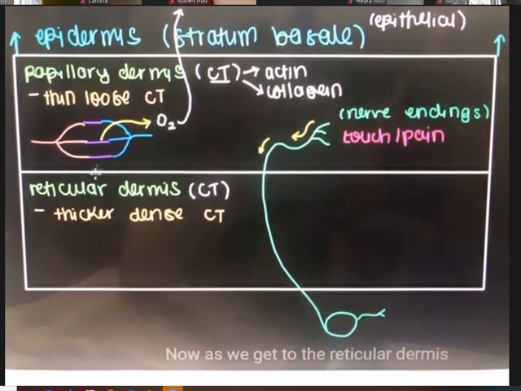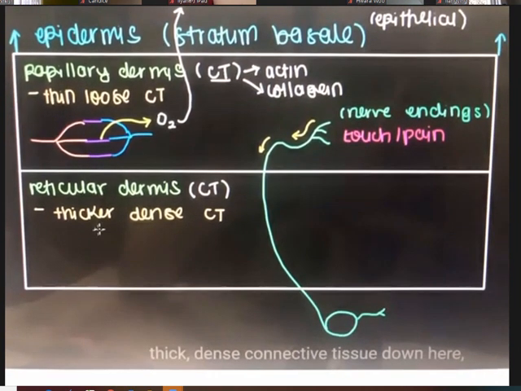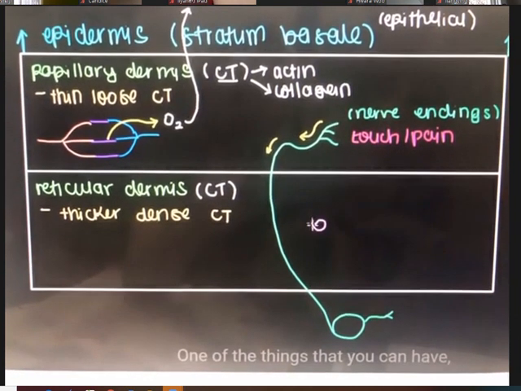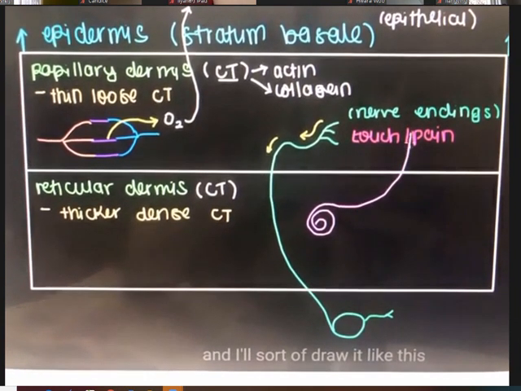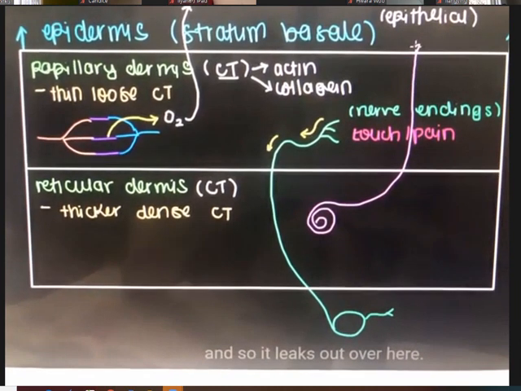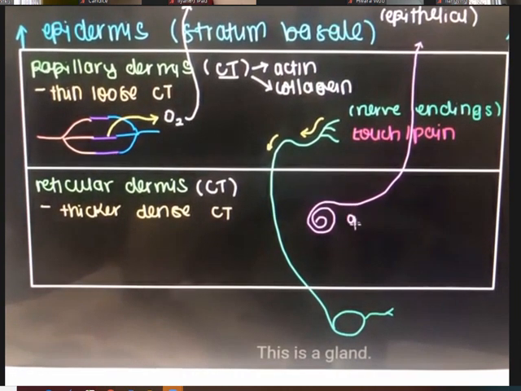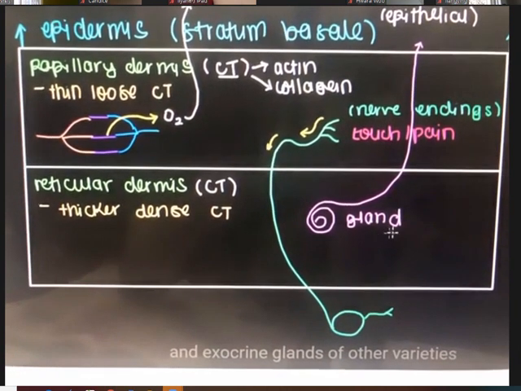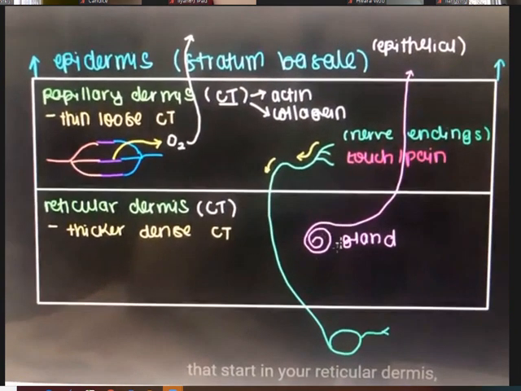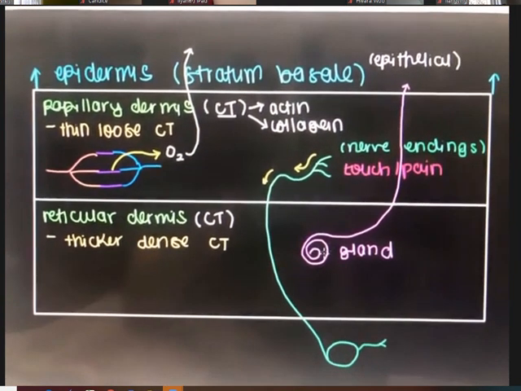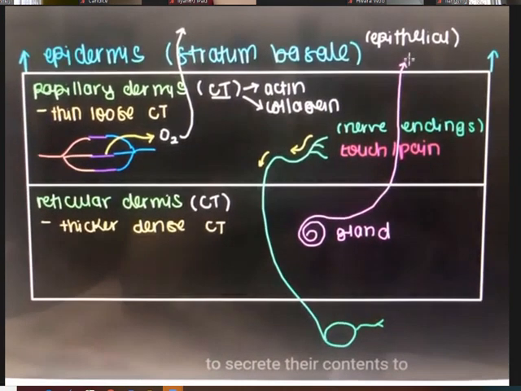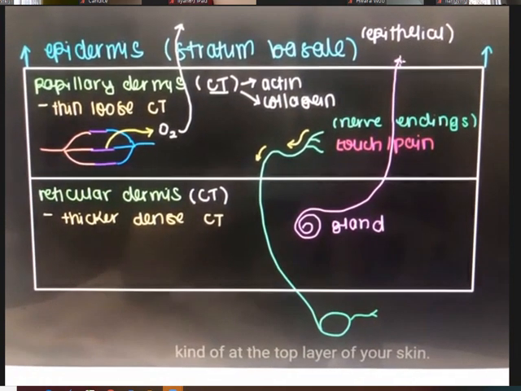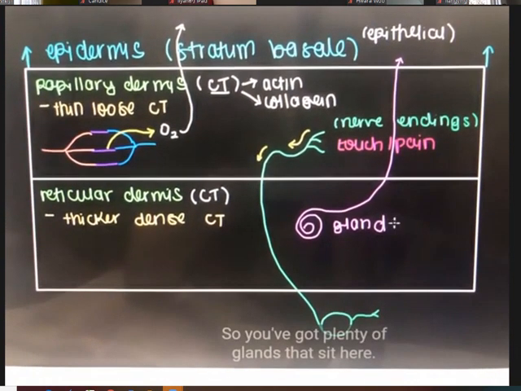Now, as we get to the reticular dermis, we'll see why it's important to have thick, dense connective tissue down here. And this connective tissue helps anchor things down. One of the things that you can have, and I'll sort of draw it like this, ascending to your epidermis, and so it leaks out over here. This is a gland. You'll have tons of sweat glands and exocrine glands of other varieties that start in your reticular dermis and are anchored and held down here, that extend out with a duct to secrete their contents to the epidermis, to the outside world, kind of at the top layer of your skin. So you've got plenty of glands that sit here.